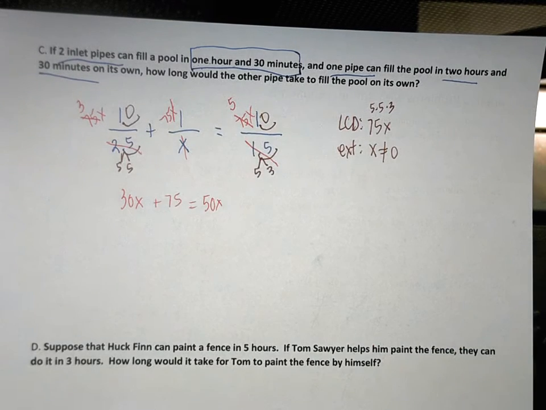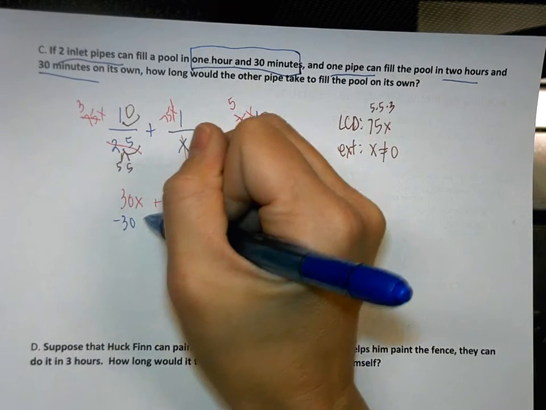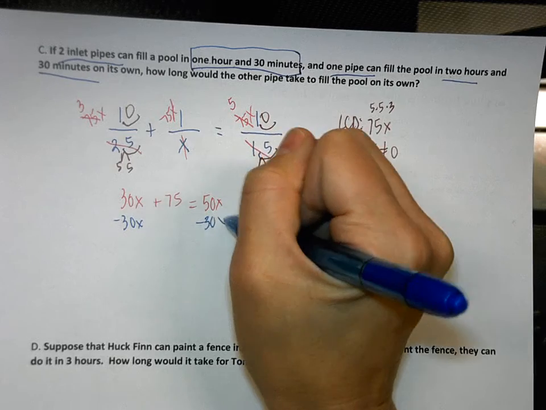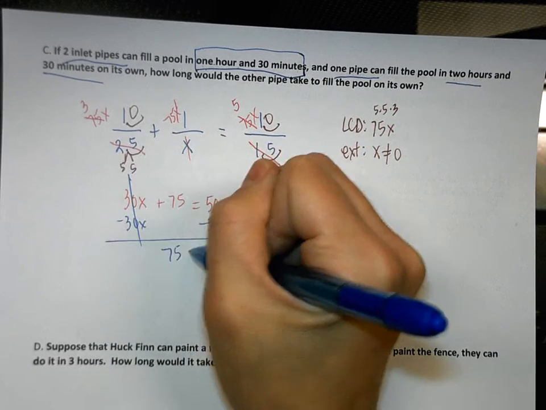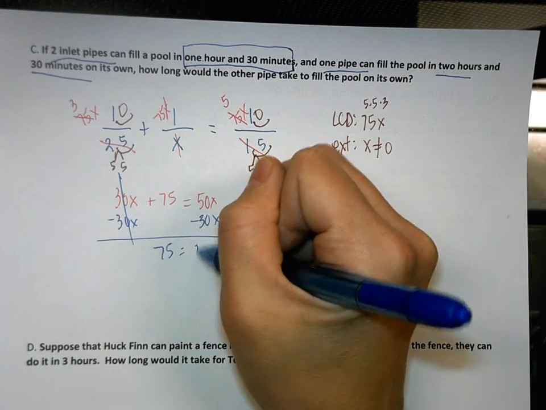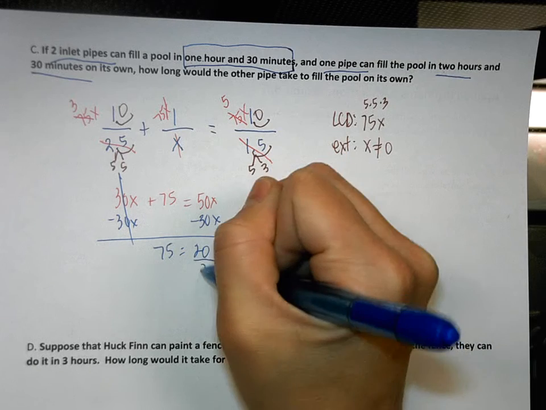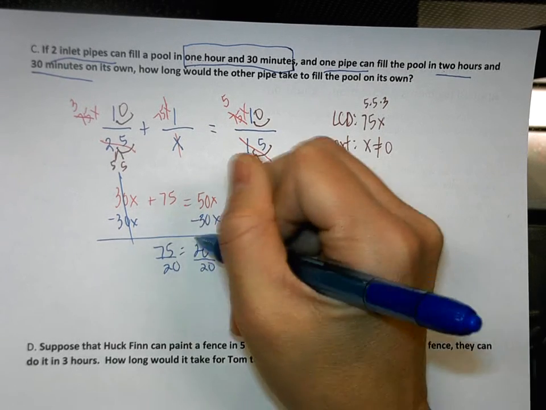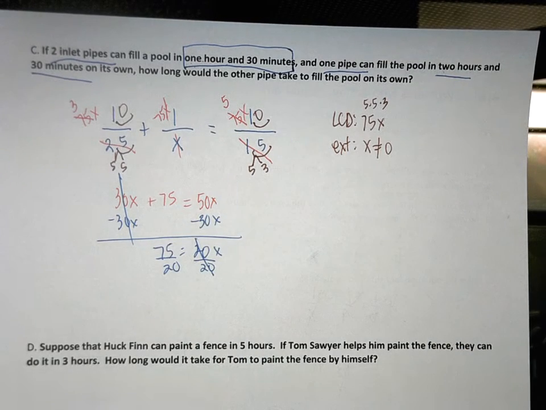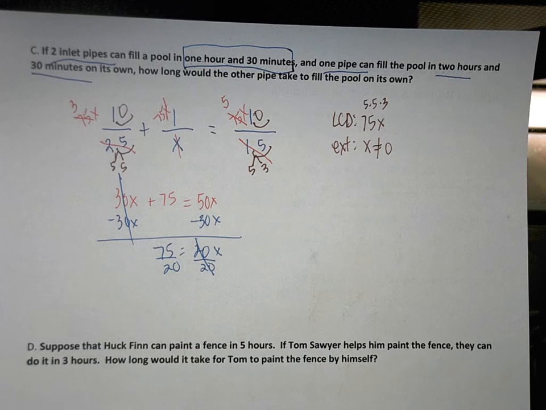So then we subtract 30x to both sides. 75 equals 20x, we divide by 20 to both sides. And does that make any sense, writing an answer as 75 over 20 hours? 75 over 20 hours? No. Okay, so we could reduce the fraction by 5, or we could just divide 20 into 75.